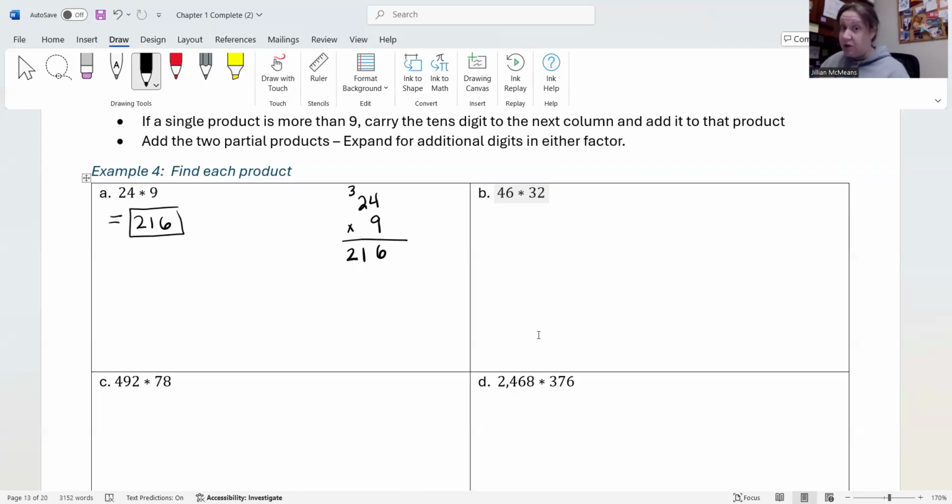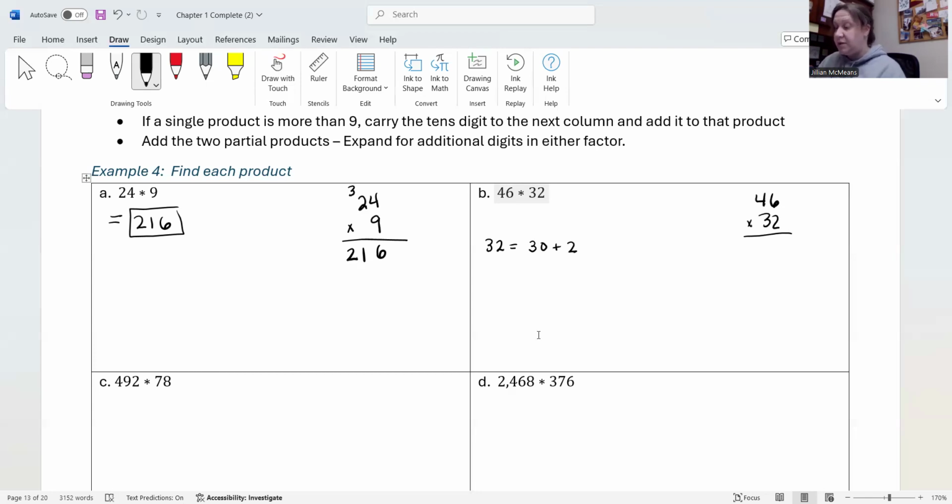So part B is a little different because we do have a 2-digit number for that second number. So we're going to start by writing this vertically. So I get 46 times 32. And we're going to start with the 2 in 32. And here's what's really happening. This is where that idea of expanded form is important. If you think about 32, that could be thought of as 30 plus 2.